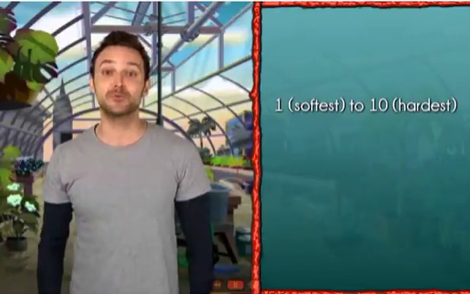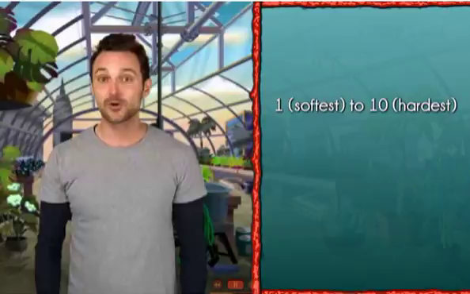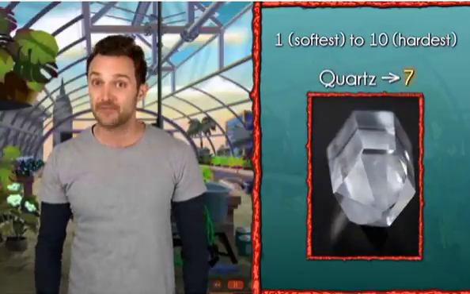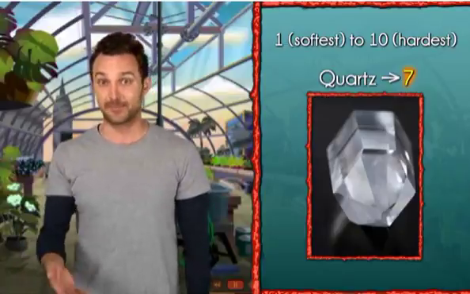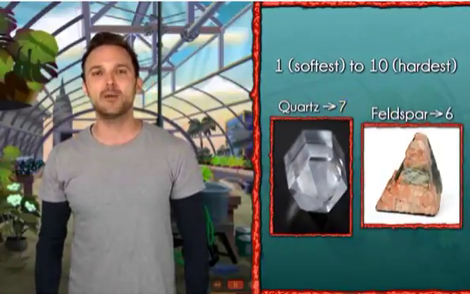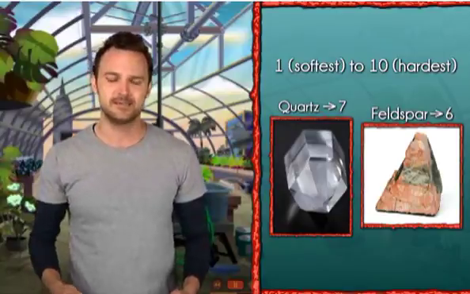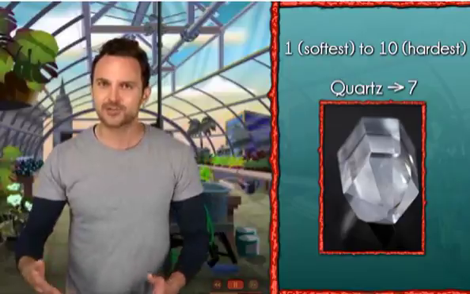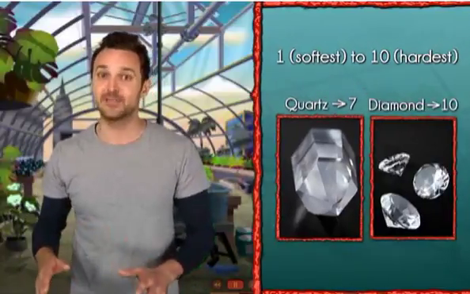Pretty much every other mineral known fits somewhere in between a hardness of 1 and 10. Quartz, for example, has a hardness of 7, so it can scratch minerals that have a hardness that's less than 7, like pink feldspar. It's got a hardness of 6 and is the most common mineral in Earth's outermost layer, the crust.